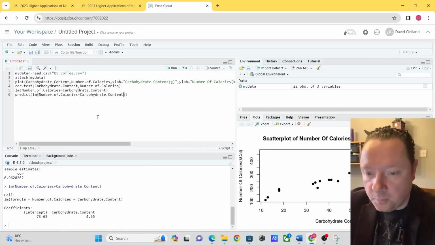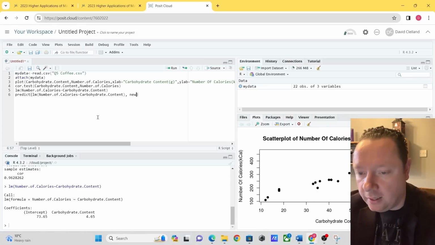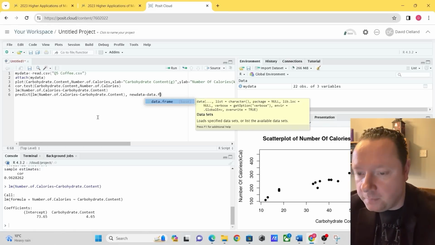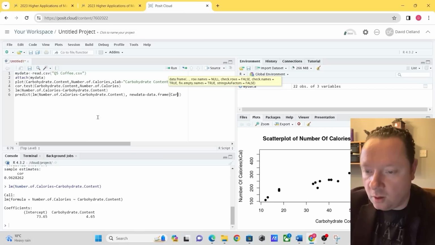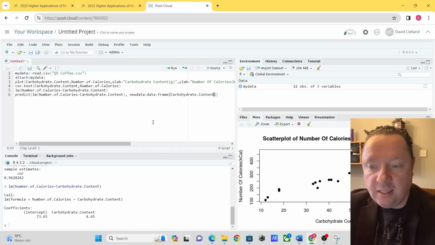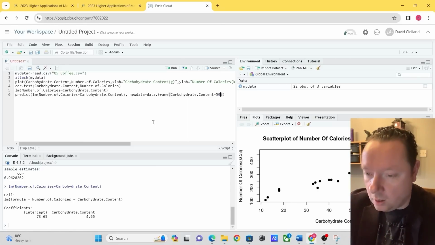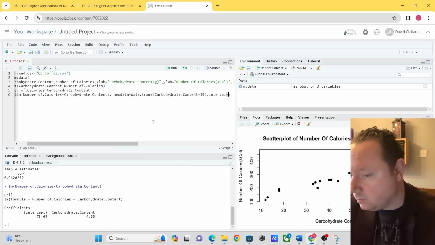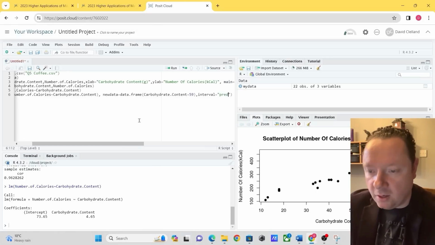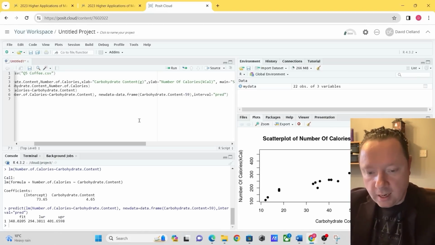And then you put a comma after the first bracket. newdata equals data.frame, and then bracket x equals c. X is carbohydrate content, so carbohydrate.content equals, and by c we mean the number, so 59 in this case. And then outside the bracket, interval equals, in inverted commas, pred. Make sure everything's closed, Control Enter, and you will get an output.